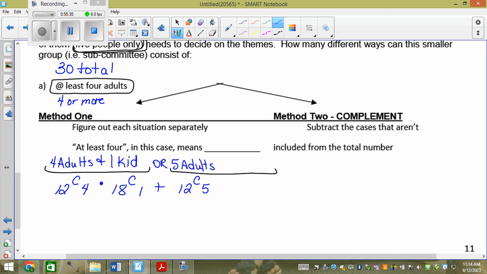Which is this case. This case can only have 4 adults. It can't have 5 adults. That's this case. You have to do them separately. So this has to be 4 adults, and then this has to be 1 kid. Then this is 5 adults. So you can't have more adults per case than 4, or you're bleeding into the next case.